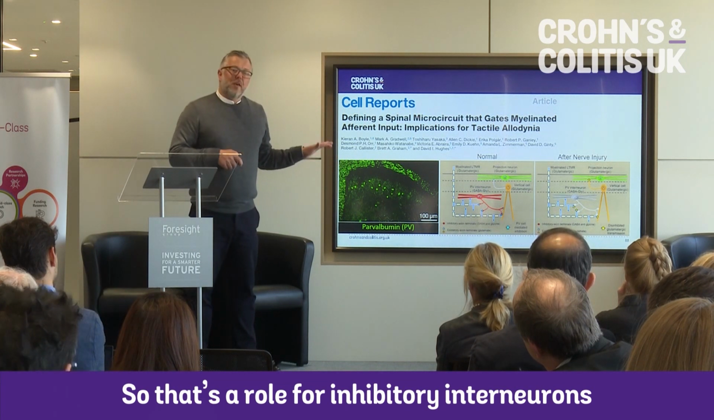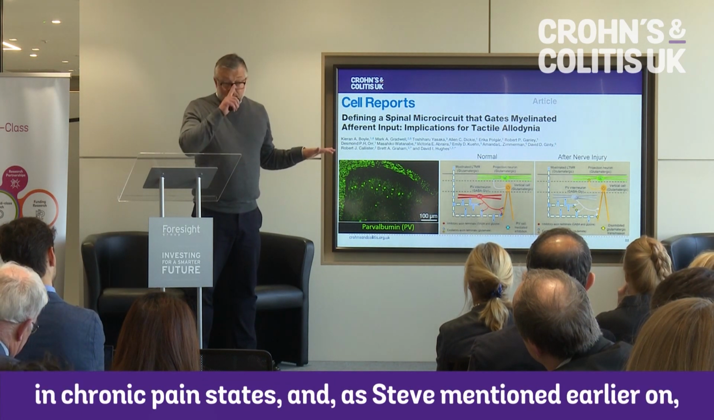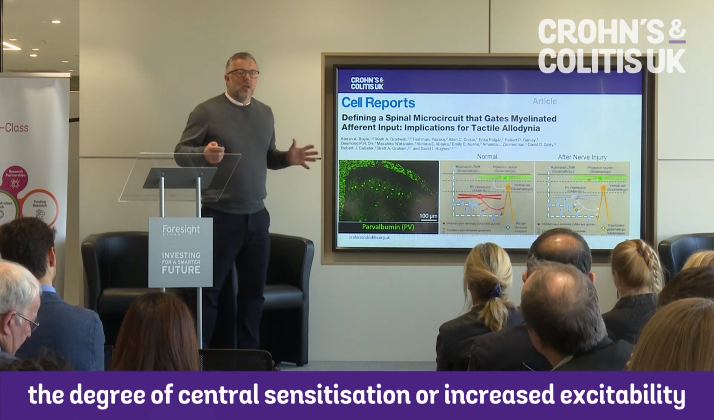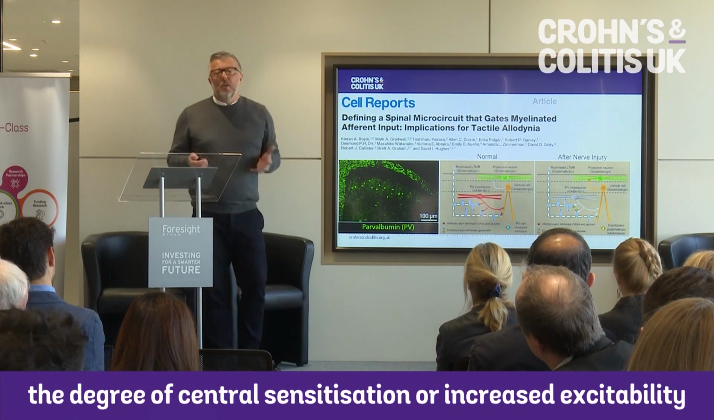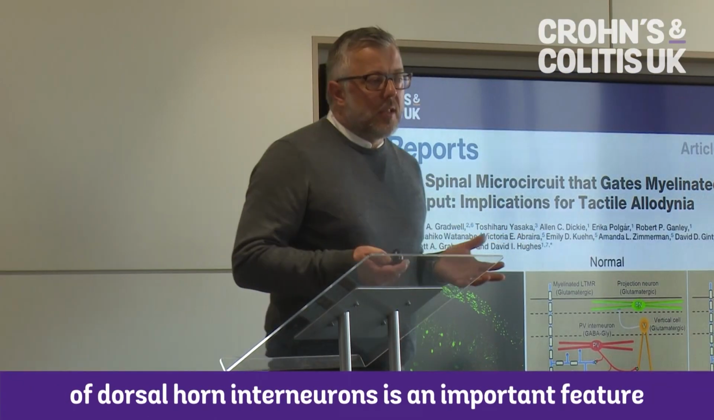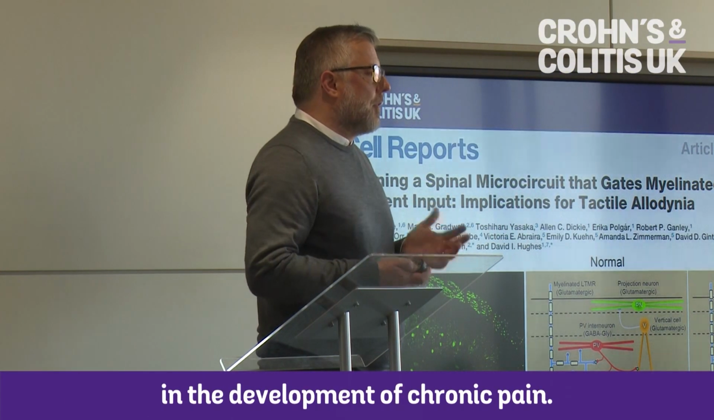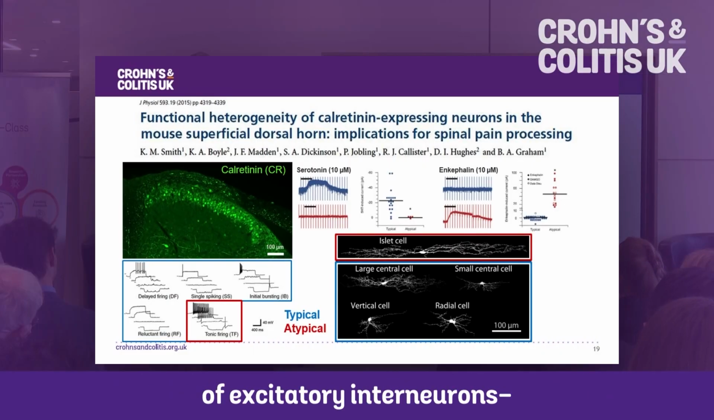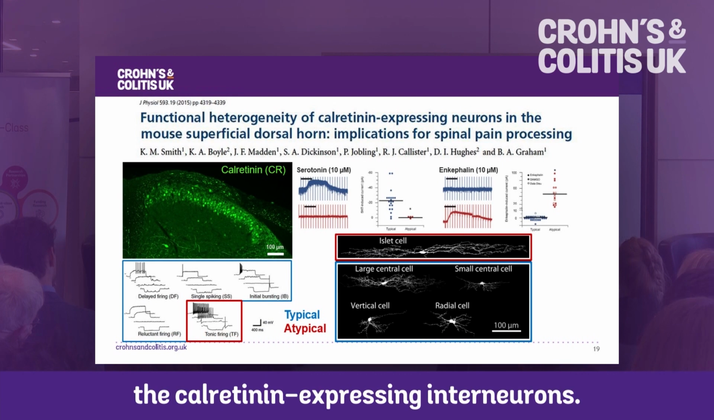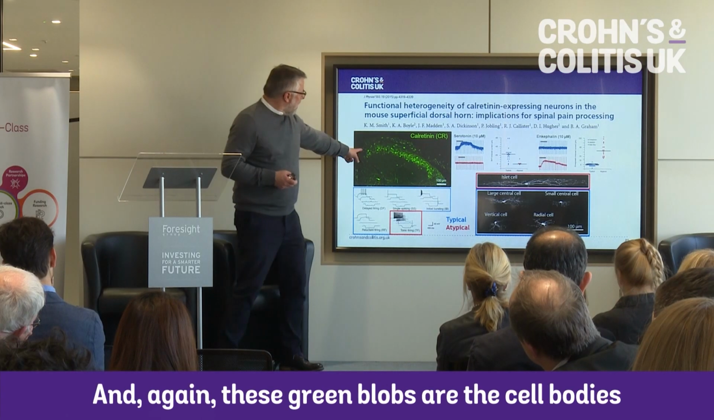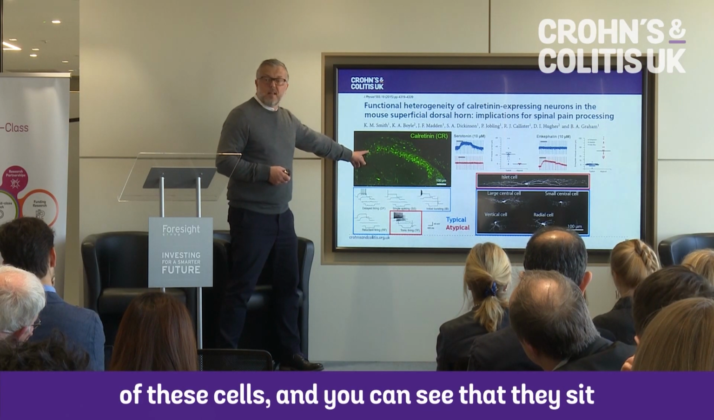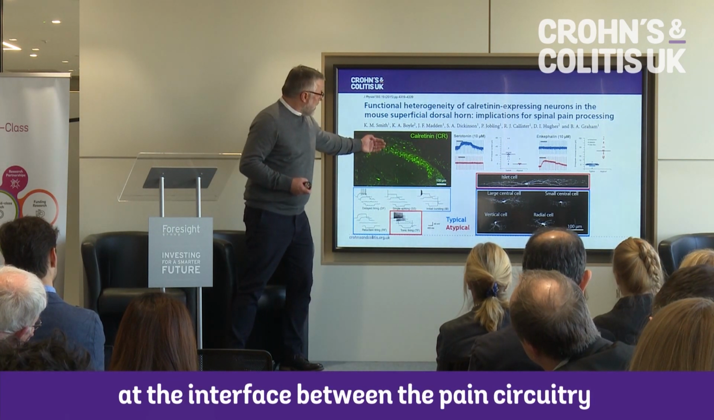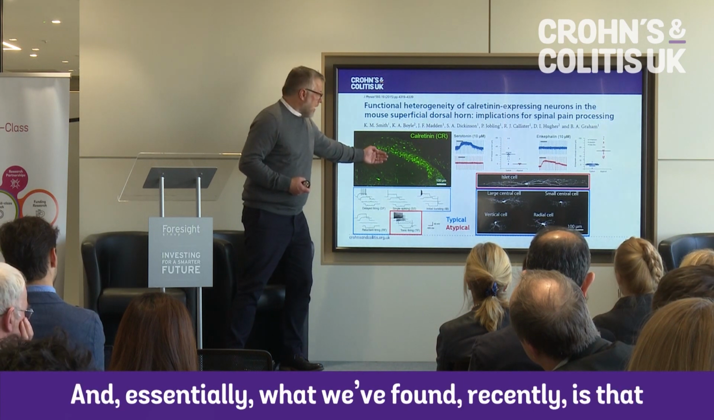So that's a role for inhibitory interneurons in chronic pain states. And as Steve mentioned earlier on, a degree of central sensitization or increased excitability of dorsal horn interneurons is an important feature of the development of chronic pain, which is why we've looked at this population of excitatory interneurons, the calretinin expressing interneurons. And again, these green blobs are the cell bodies of these cells, and you can see that they sit at the interface between the pain circuitry and the innocuous touch circuitry.